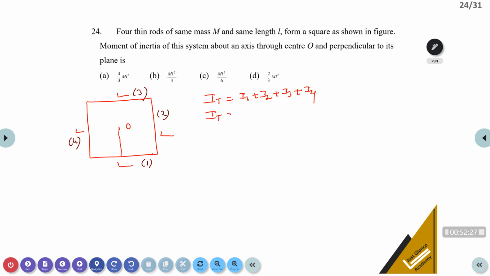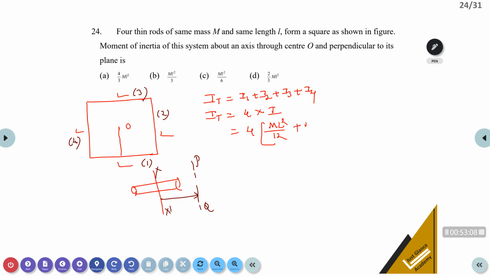So I can write I equals 4 into what? But students, about this axis you have to apply the parallel axis theorem: 4 into mL square by 12. It is about its center. We know that for the rod about its center, this. But the axis is here. This is x dash. This is P, this is Q. And this distance you have to consider, that will be L by 2.